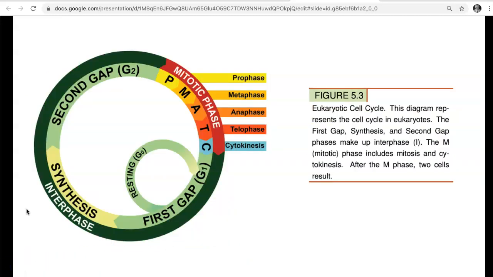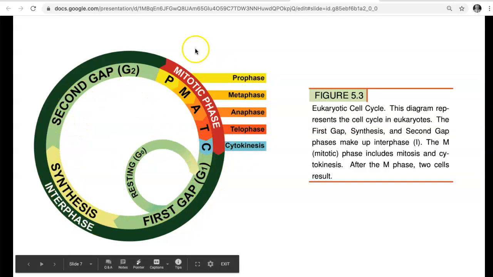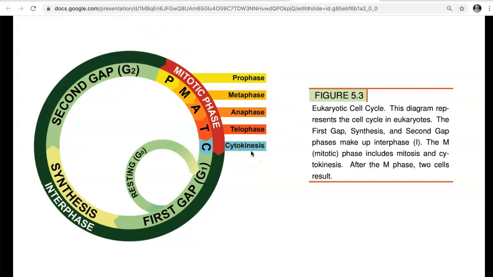However, the cell cycle in eukaryotic cells, the cells that have a nucleus, is a little more complicated. And this is a stylized version, a diagram, which represents the cell cycle in eukaryotes. And imagine the two daughter cells form right here. We have the resting phase, the first gap, the synthesis phase, the second gap. But the part we're going to emphasize right here in mitosis is when the cell actually divides in half. And that's composed of prophase, metaphase, anaphase, telophase, and cytokinesis. These are the steps as the cell divides.